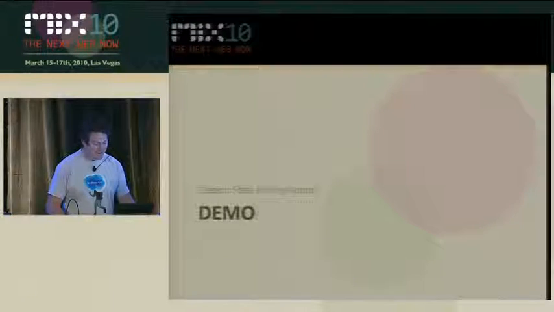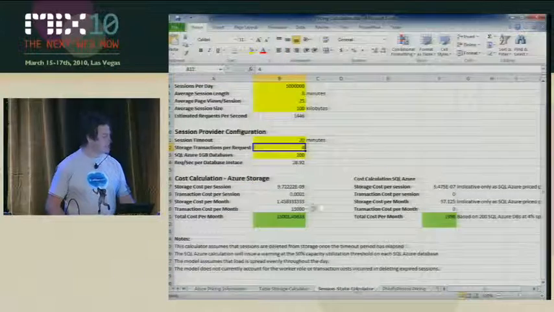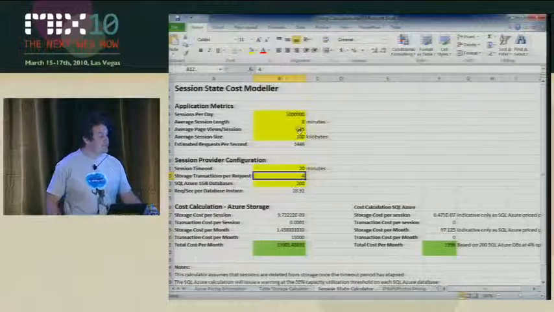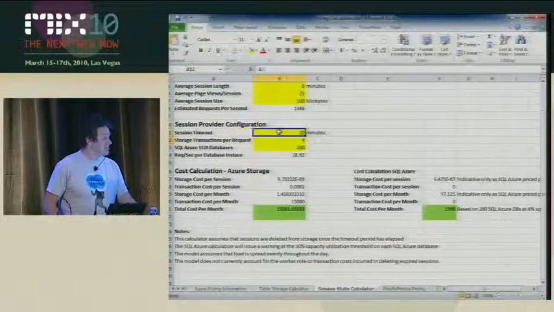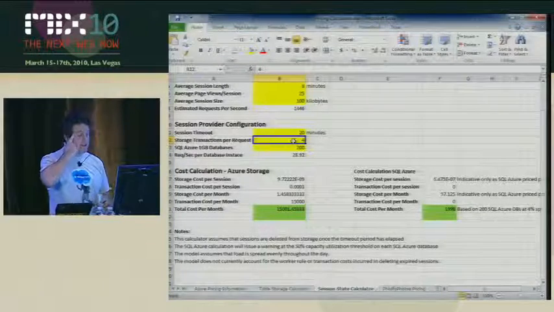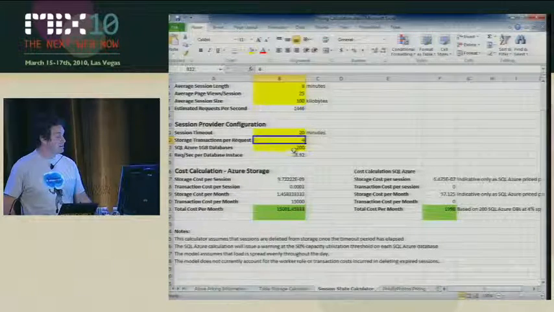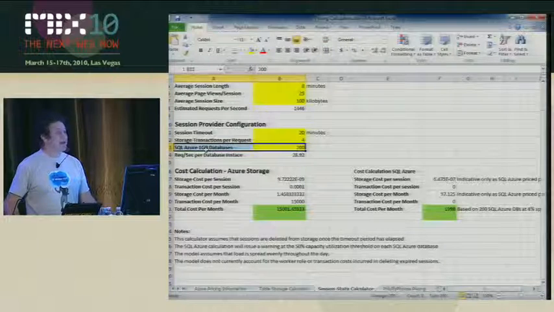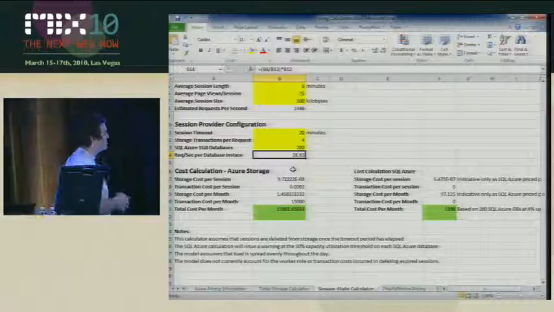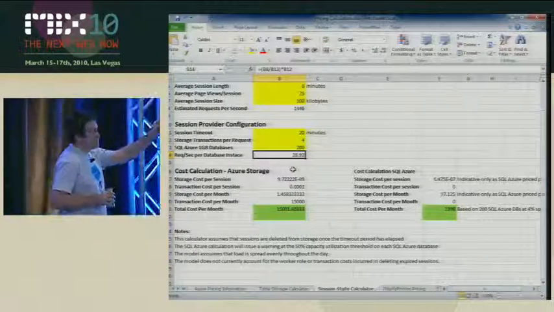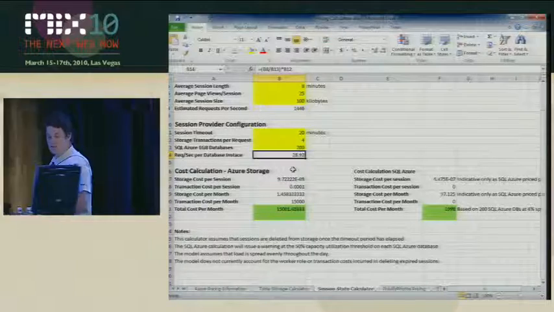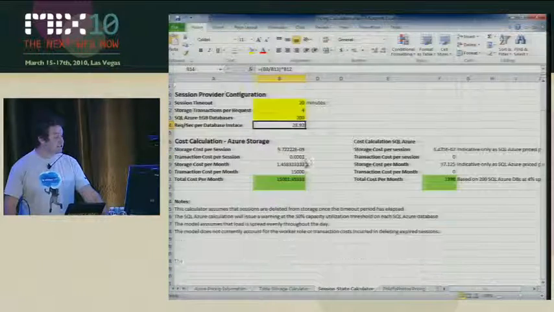So, let me show you my session state pricing model calculator. Based on 5 million sessions a day of 8 minutes average length each, with a timeout of 20 minutes, 4 storage requests per transaction, based on using 200 1 gigabyte SQL Azure databases, that gives us a throughput of roughly 30 requests per second against our database. Here's the costs, ladies and gents.